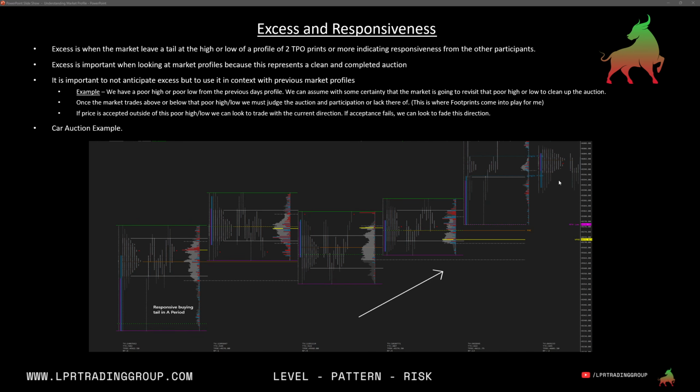Now, if you think about this like a vehicle auction, for example, I've used this example before in some videos, but we'll go over it now.